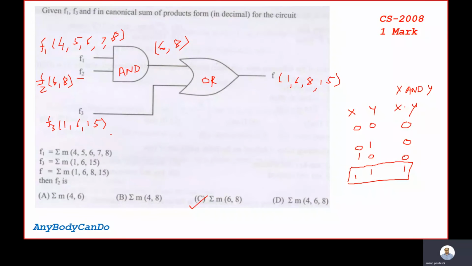Okay, and this is normal OR gate. So in OR gate, what happens? So let me write a simple OR gate table. So X plus Y, or X or Y. So 0 0, 0 1, 1 0, 1 1. In OR gate, what happens? If any of the inputs is 1, then we are getting output as 1. So in the OR gate, one input is 1, 6 and 15, and another input is 6 and 8. So in the output we will get 1 comma 6 comma 8 comma 15. So that's why the correct answer for this question is 6 comma 8.